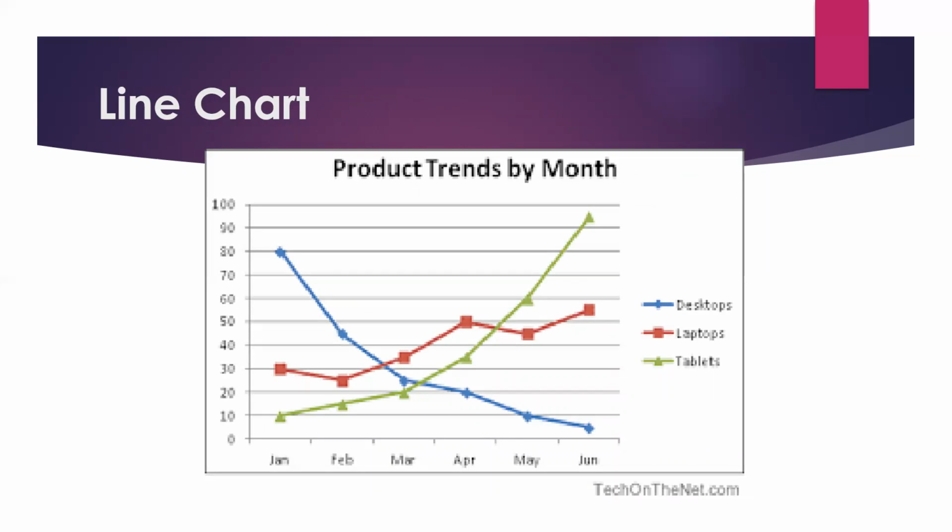Next, let us see the line chart. This line chart is the most familiar one. A line chart displays changing trends in data at equal intervals. It represents the data in the form of different lines, which vary over equal intervals.